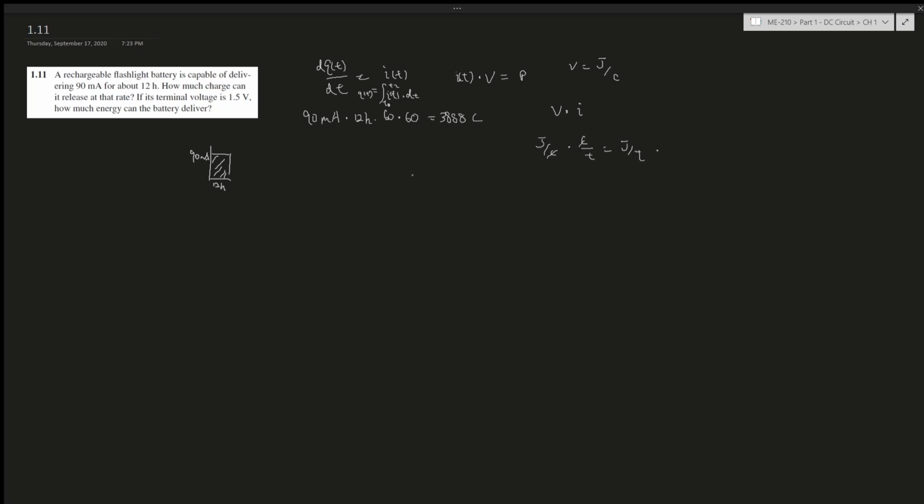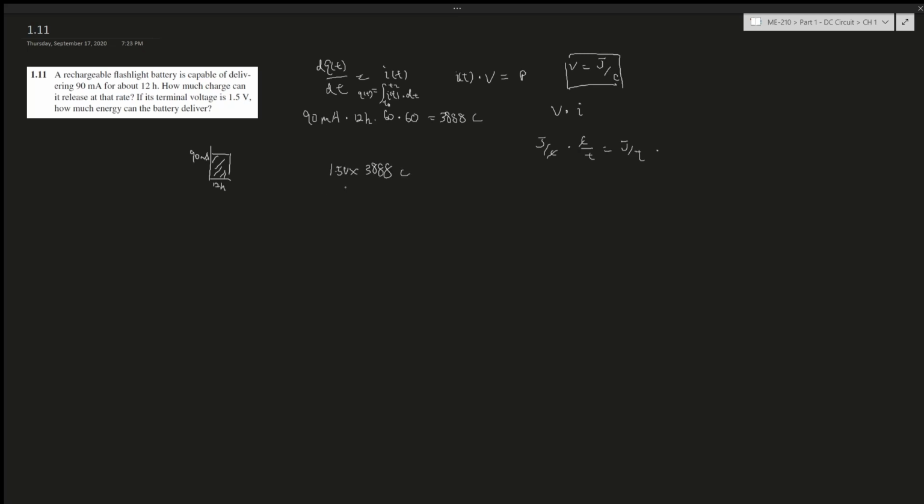And if it's 1.5 V, well then it would just be 1.5 times the charge, right? Because this is joules per coulomb. We don't have to use the current times V and then times T, right? We already have what C is, it's over here.